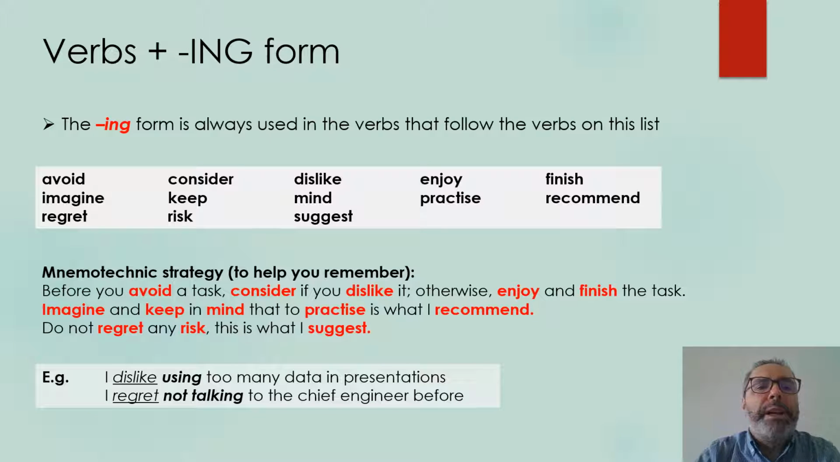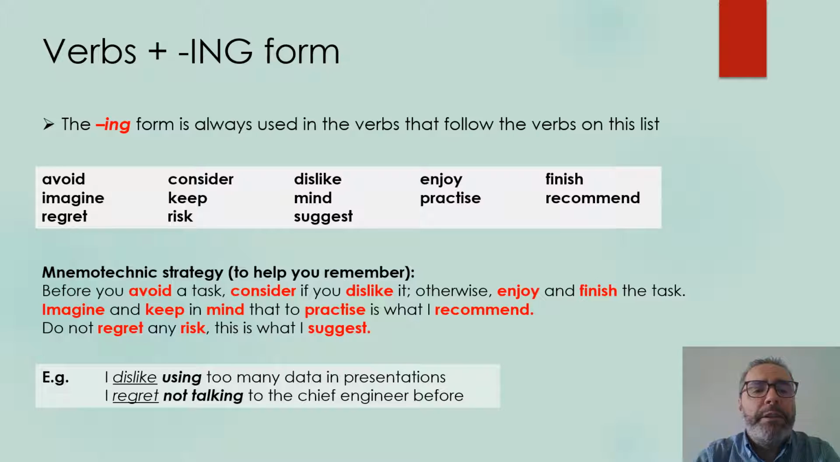Let's start with the pattern verbs plus ing form. The ing form is always used in the verbs that follow the verbs on this list. It's sometimes difficult to memorize a list of verbs in English. That is why I suggest a mnemonic strategy to help you remember.